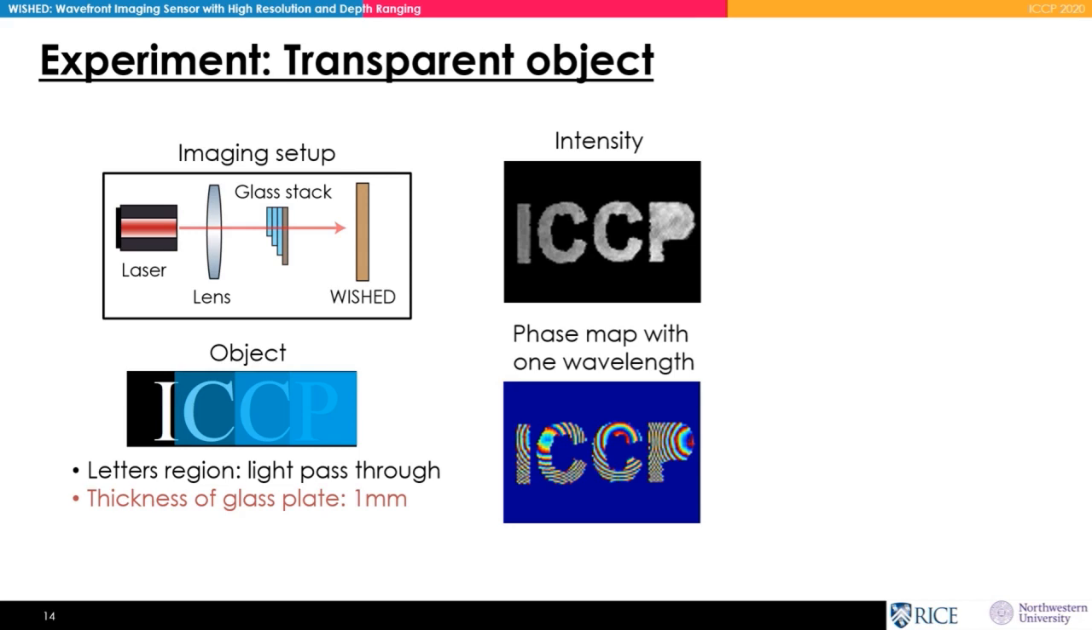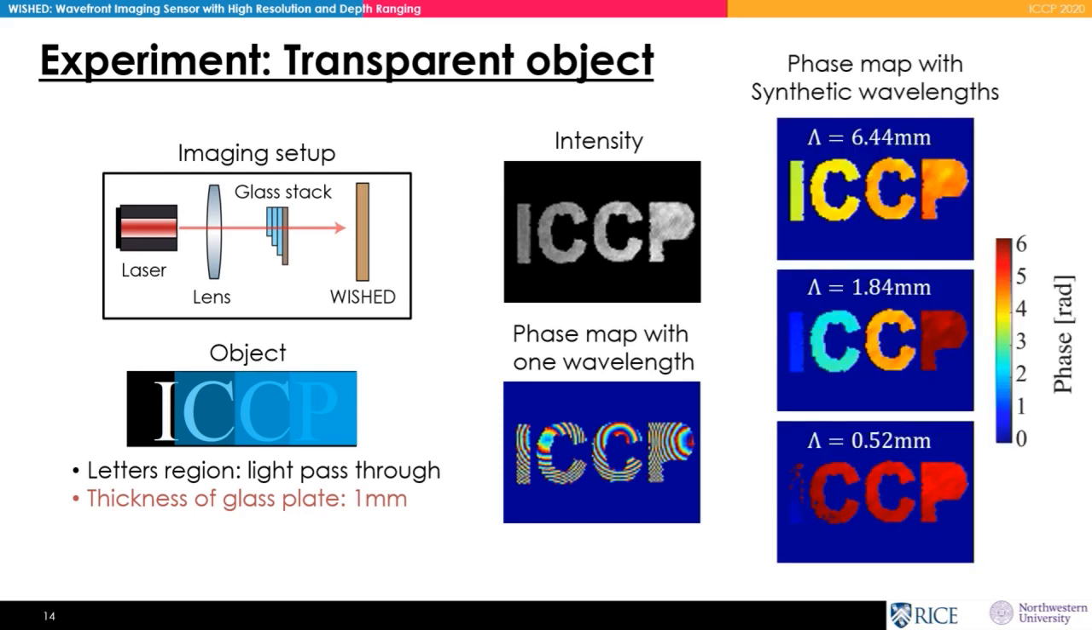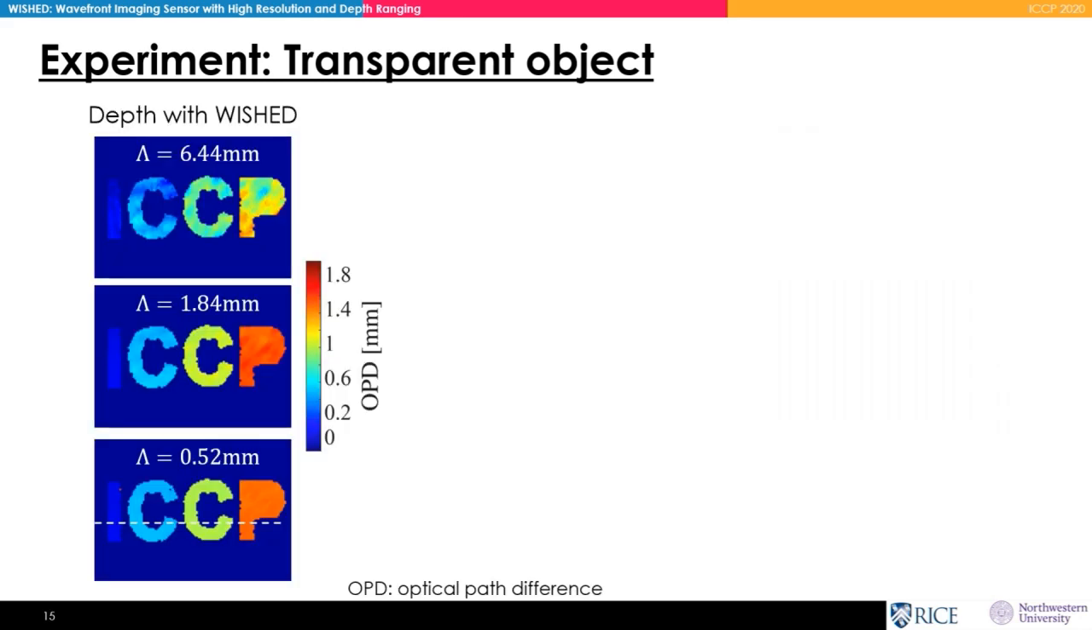As we can see, the phase map is wrapped with the single wavelength. On the other hand, we can resolve the phase map with the synthetic wavelengths. We use the phase map with large synthetic wavelengths as a guidance to unwrap the phase with smaller synthetic wavelengths. We can convert phase estimations to OPD using corresponding synthetic wavelengths.